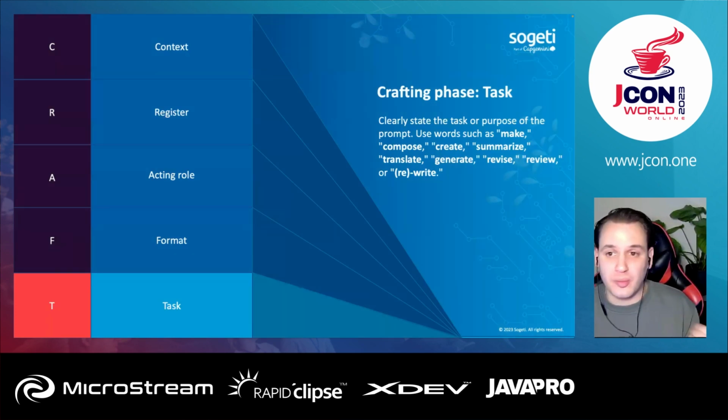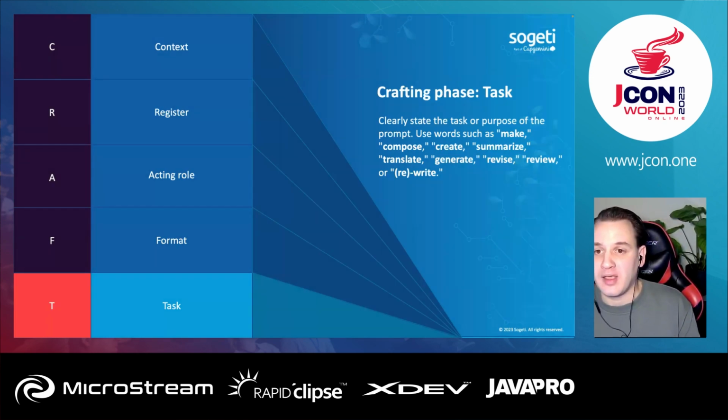So, for example, summarize this text, or create this user story in a specific format, of course. Revise this document, or review my LinkedIn post, whatever you want, but be very specific and be very clear that it should be one goal-driven and one specific thing that you're sharing with it. So one task. And this brings me actually to the craft, right? I'm crafting a message. So context, register, acting role, format, and task.